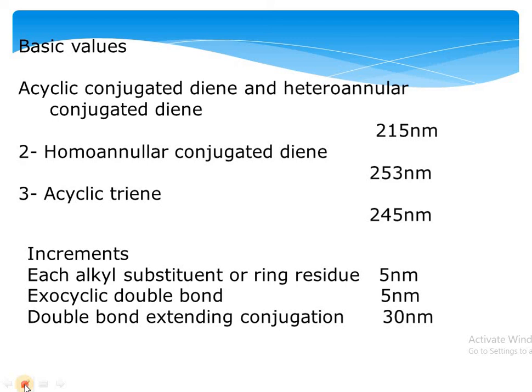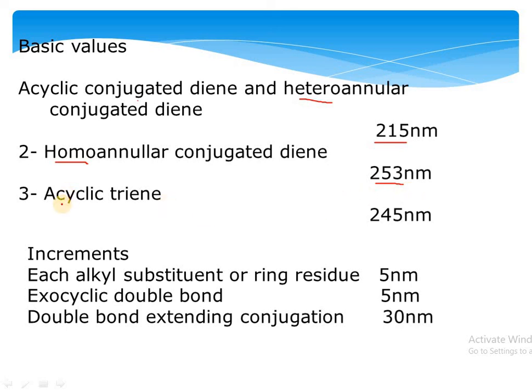So next, we should know for which type of compound what is the basic value. For a conjugated diene and heteroannular diene, the value is the same and it is about 250 nanometers. But for a homoannular diene, as we already did, homoannular meaning double bonds are present in the same ring, the value is 253 nanometers. So while calculating lambda maxima, we should first know the basic value or base value of a compound.